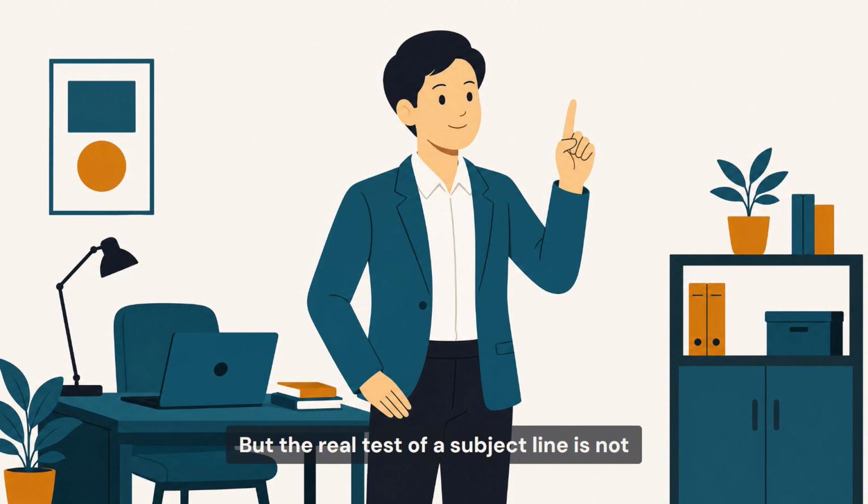But the real test of a subject line is not how clever it sounds. It is whether the reader could imagine receiving it from a colleague they already know. If the subject sounds like it came from a salesperson, you are dead. If it sounds like it came from a coworker, you are alive. Therefore, the rule is write the subject last. Write the whole email first, find the most specific noun in your message, and put it in the subject line. The specificity is the signal.